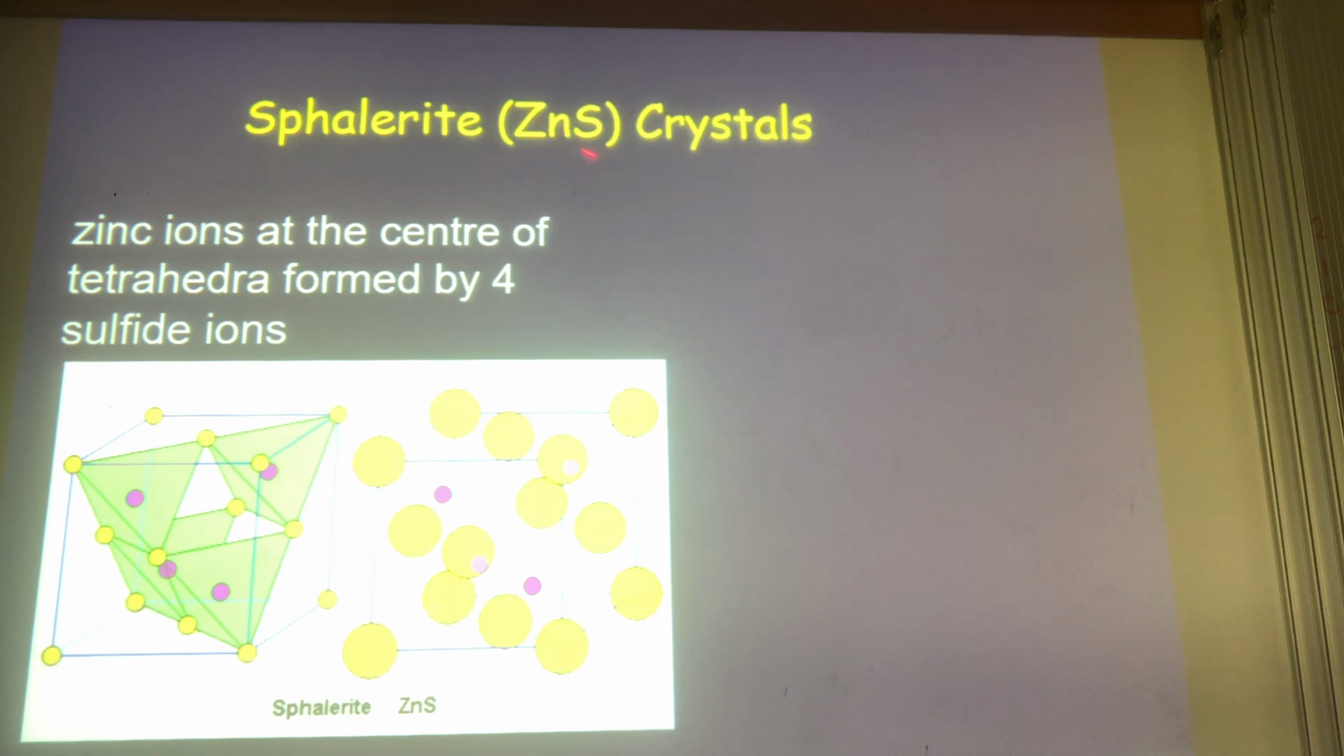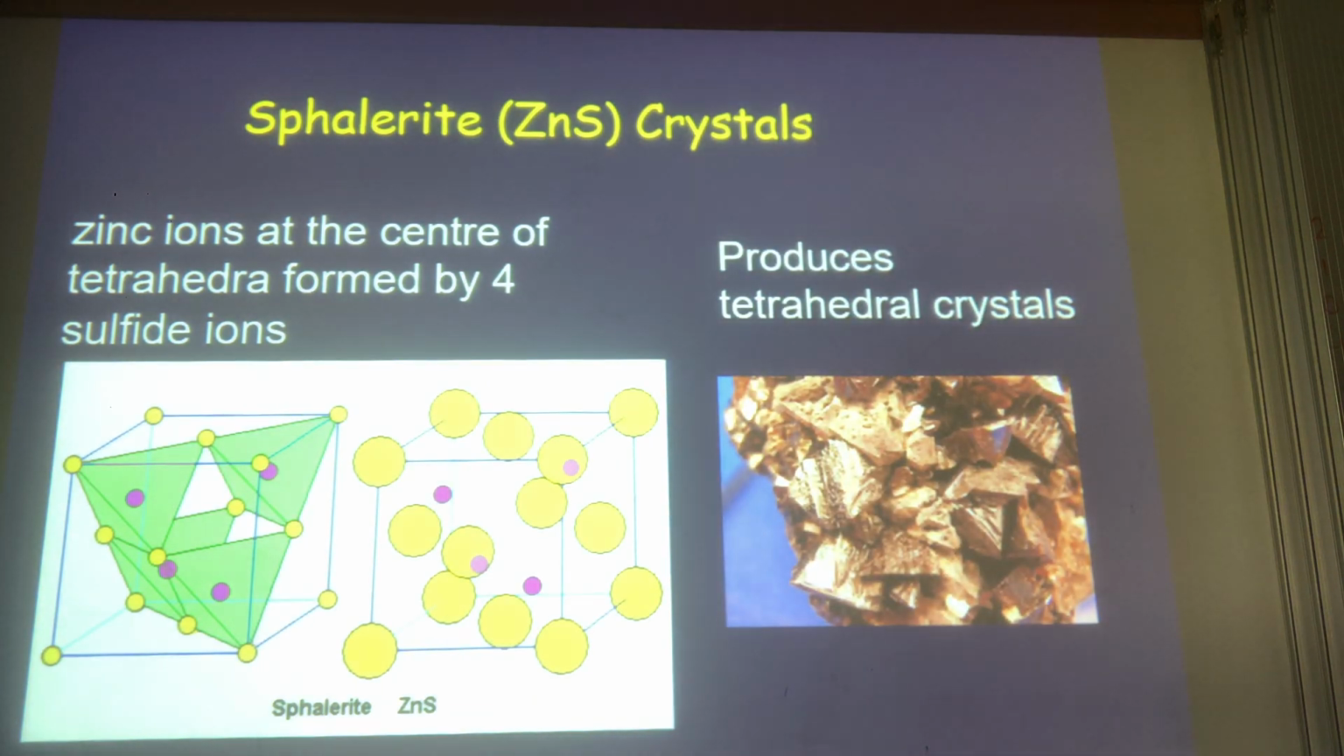Same with zinc sulfide, the mineral sphalerite. The lattice has got a tetrahedral symmetry involved. A little bit difficult to see from these two-dimensional diagrams, but when you see the mineral sphalerite, you also see that tetrahedral symmetry replicated.